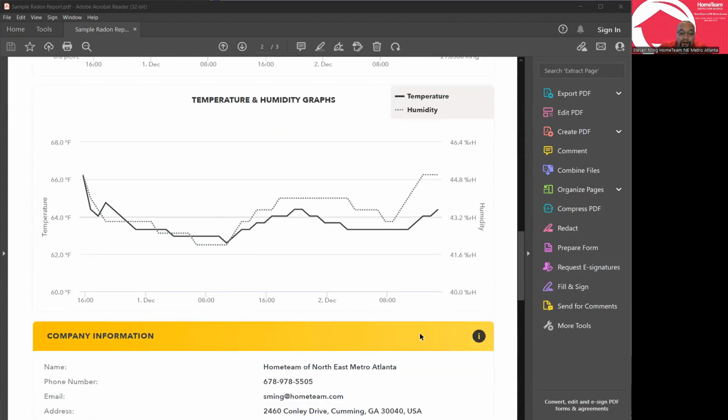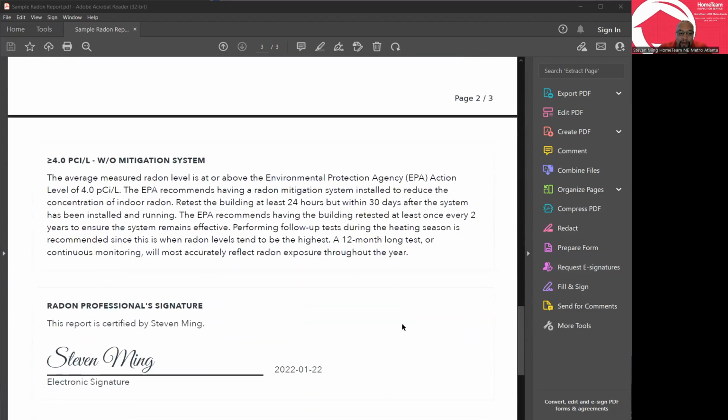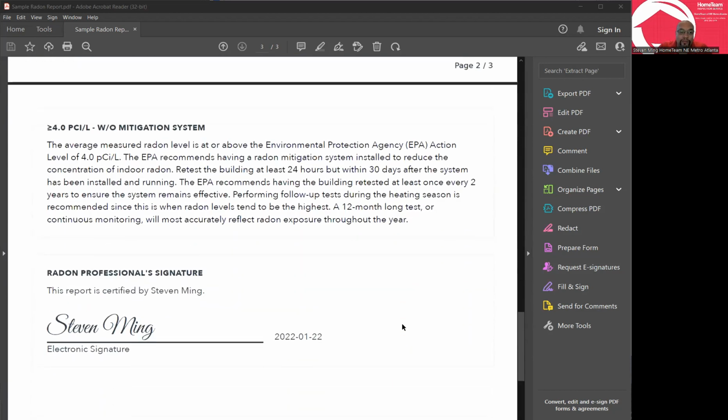Temperature and humidity is also on there. That's just to give you a general understanding of what the temperature and humidity were like. We like to see it be less than 55 degrees and less than 55% humidity, because it's better for our equipment. There's our company information, and here is the overall result. In this particular case, there was a recommendation, according to the EPA, to go ahead and have a mitigation system installed and have a retest done.